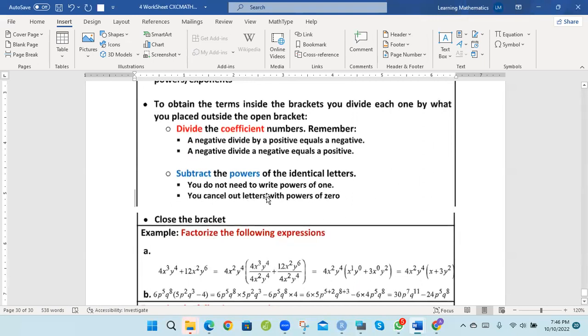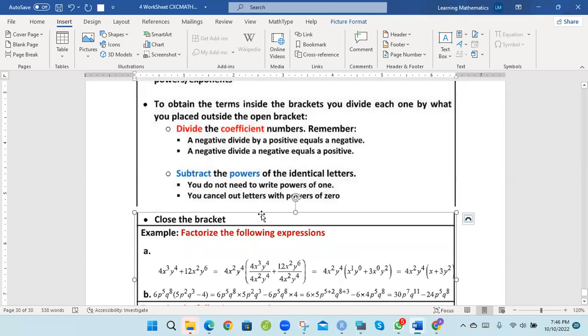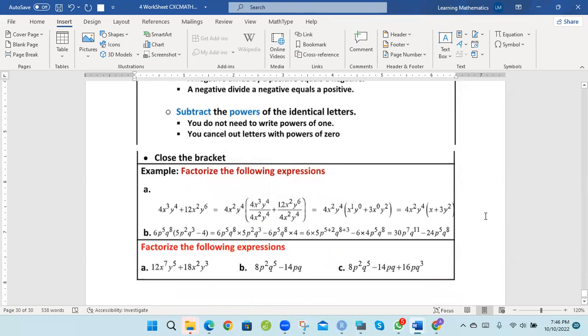You do not need to write powers of 1. If you get a power of 1, you don't have to write a power. If you don't see a power, there is a power of 1. You cancel out letters with powers of 0. So any letter that has a power of 0, you cancel it out to become 1.